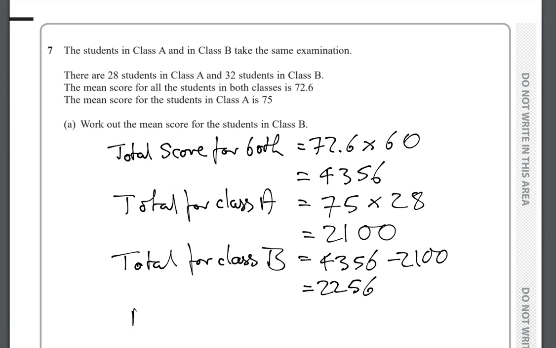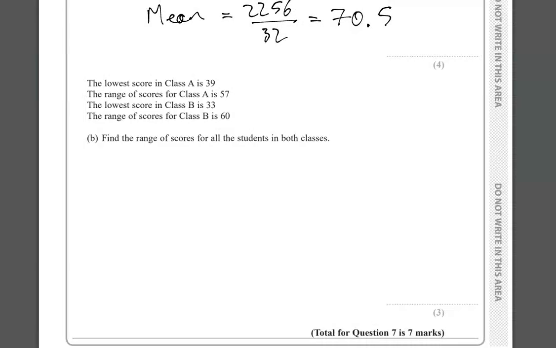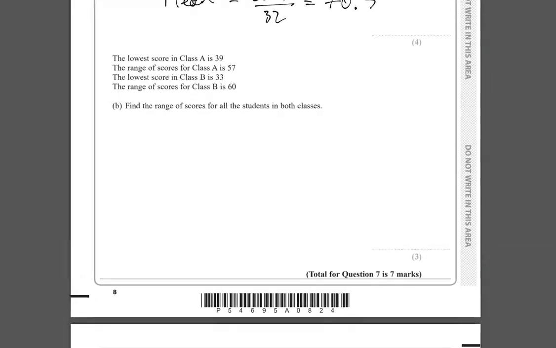And now we can get the mean, because the mean is the total divided by how many there are. And how many are there in Class B? Well, there's 32. Which is 70.5. Okay.